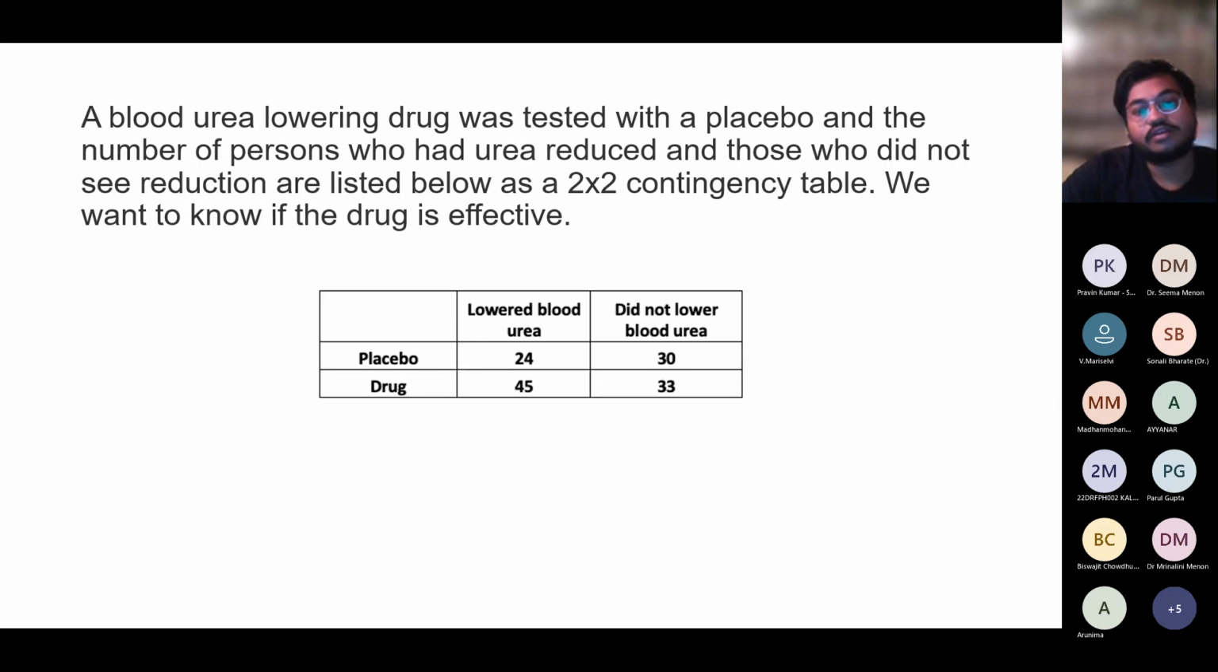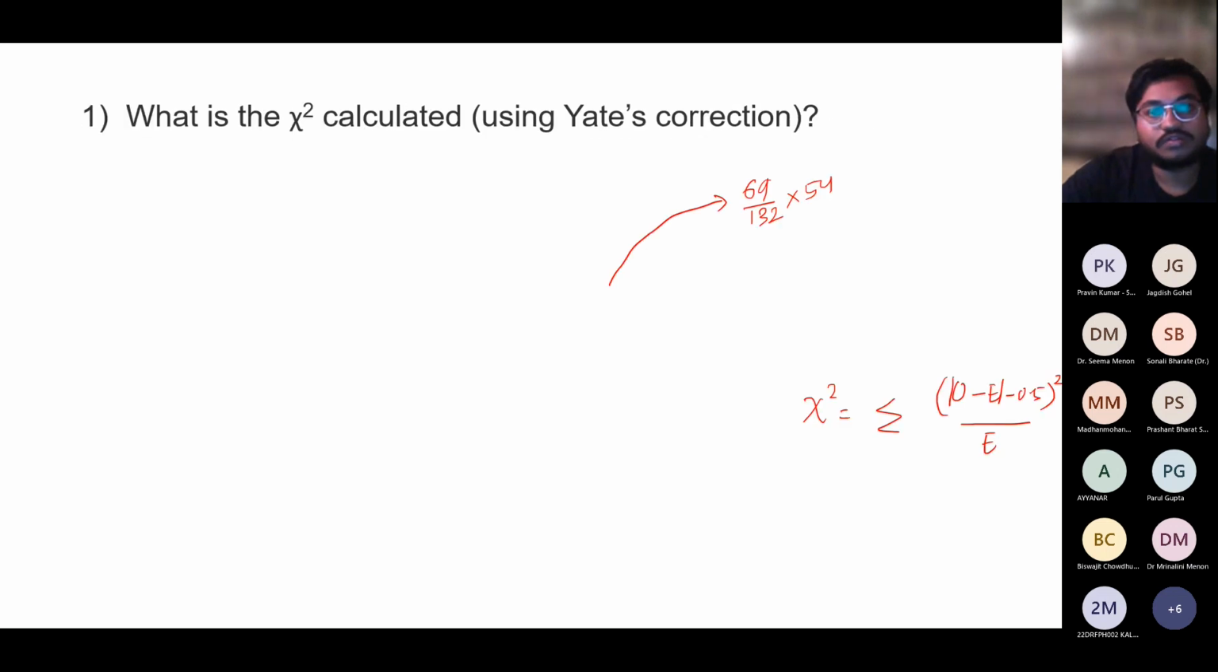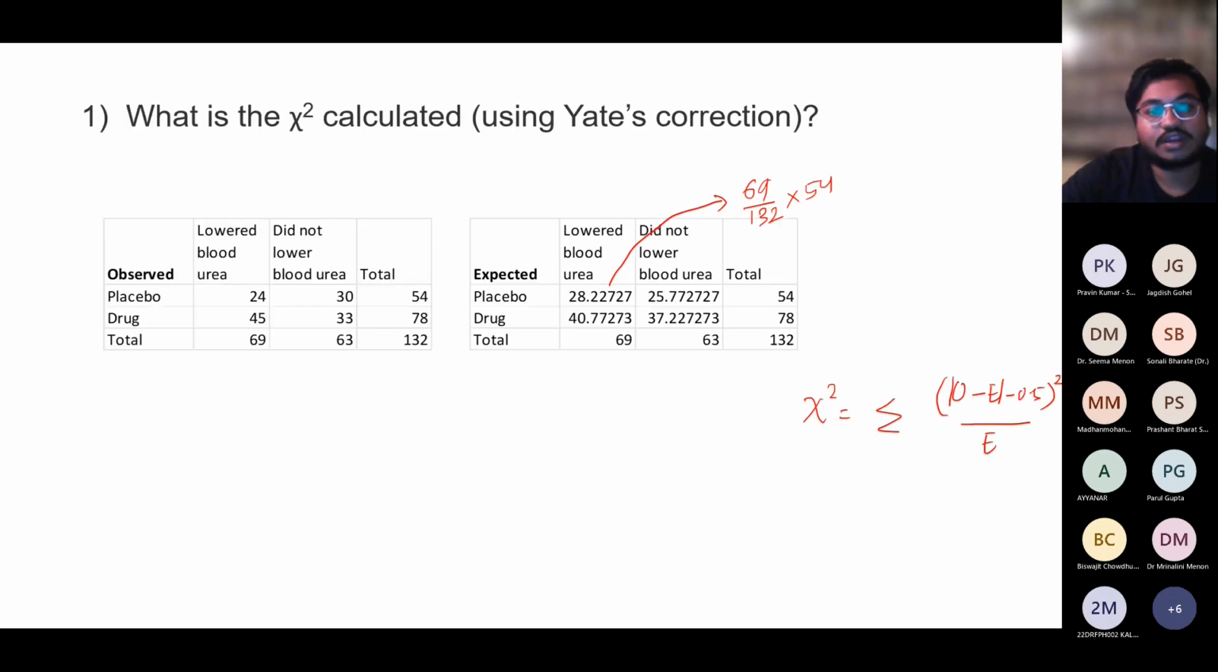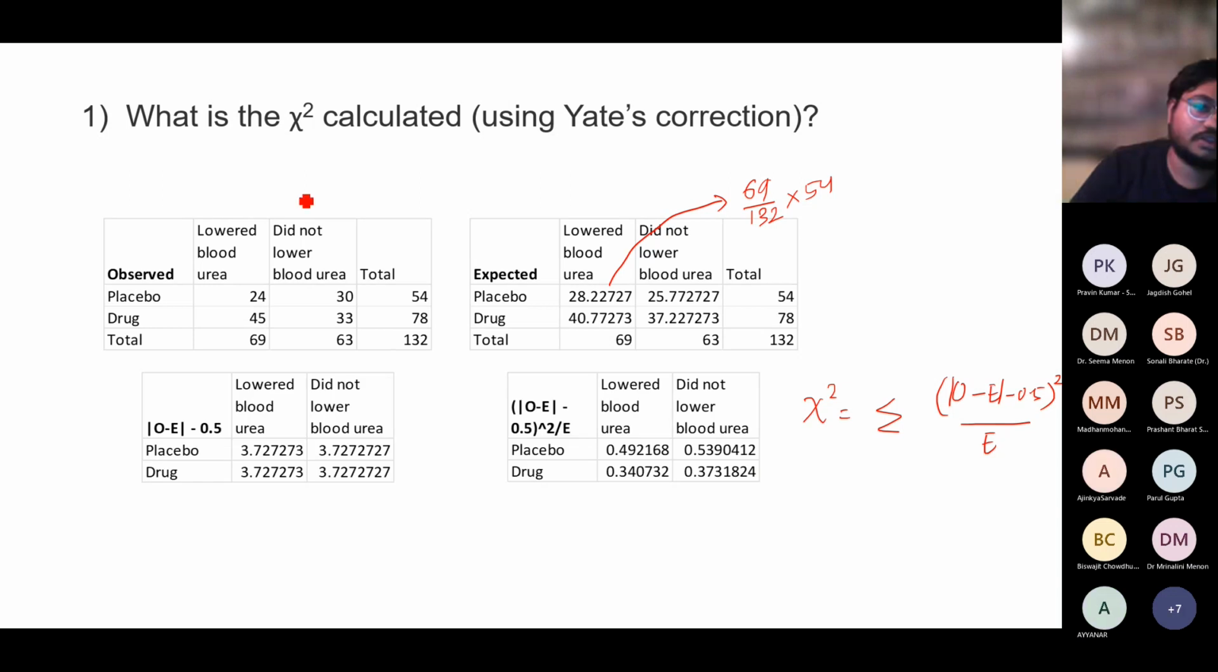Yeah, so we are given this table in which there's a placebo and a drug, and we are given in how many people it lowered the blood urea level, and in how many people it did not. So the first question is, what is the chi-square calculator? So we get the observed table from the question.